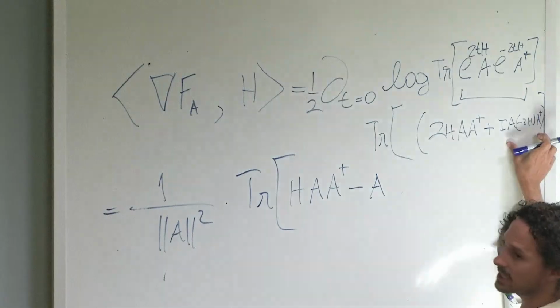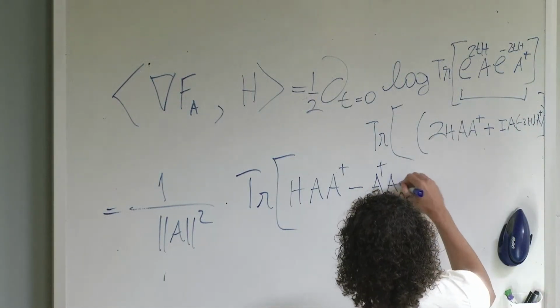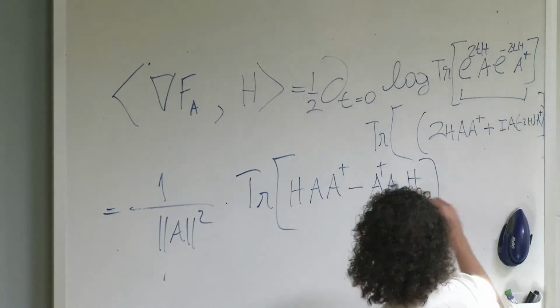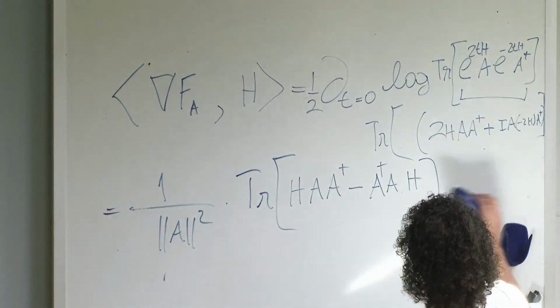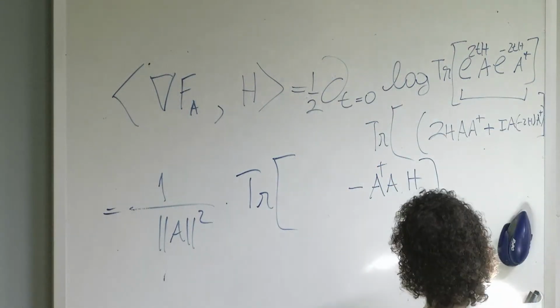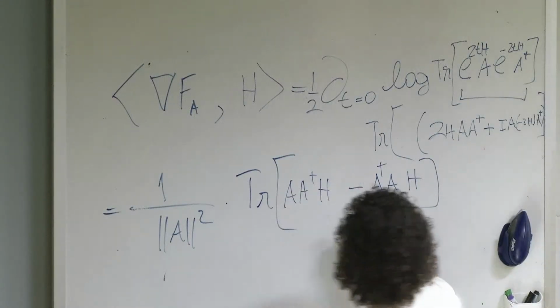Well, but trace is cyclic, right? So I'm just going to replace this a dagger here. So I'm going to do a dagger a times h. Correct? But the trace is cyclic, so I can replace this one as well by a dagger h minus this.